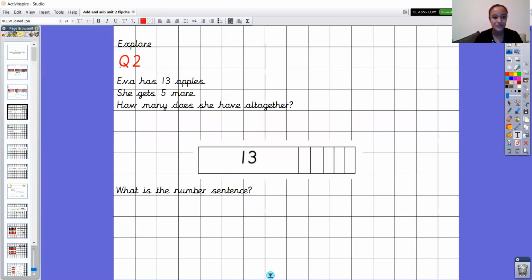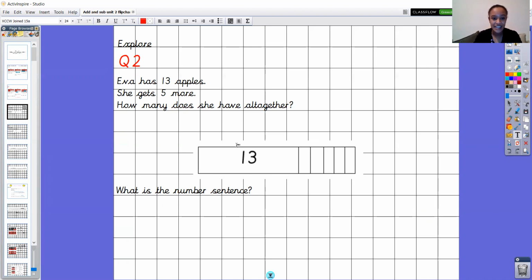So question 2. Ava has 13 apples. She gets 5 more. How many does she have altogether? Okay, so this time we haven't got the first, then and now to help us. We've just got this picture here. And this is the 13. And then these are the 5 that are added. Okay, this is representing the 5 apples and the 13 apples. So this time we definitely can't count them all to find out what the answer is. We have to count on in our heads.